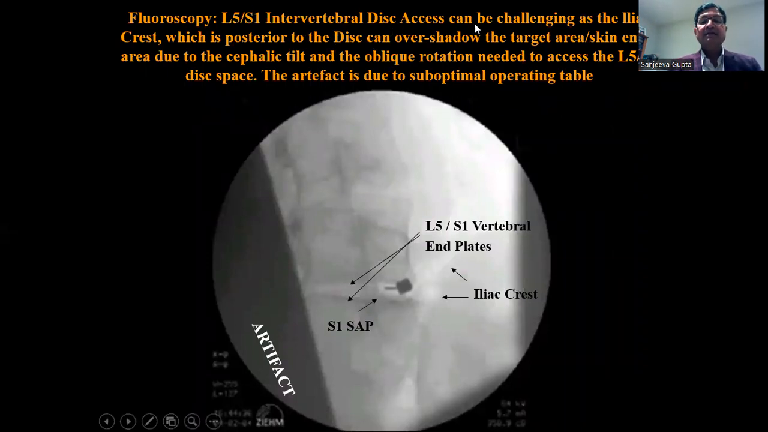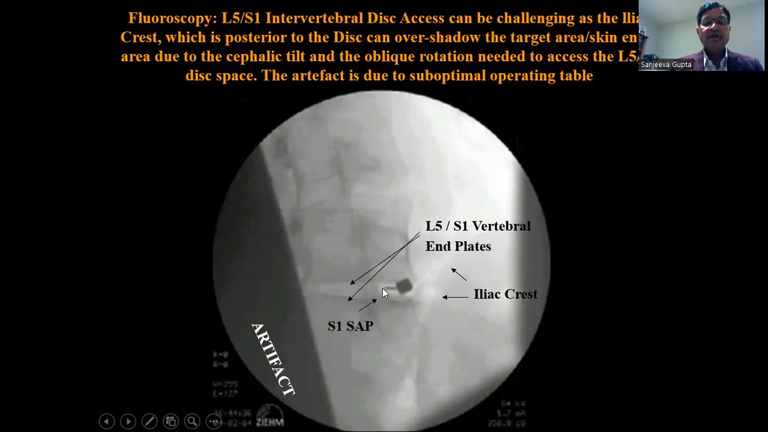L5-S1 intervertebral disc access can be challenging because the iliac crest can come in the way. If you don't have a proper table, there's a table artifact. So get, again, a true AP view, cephalic tilt to square off the vertebral disc closest to the target point, and then a right oblique view in this case. Make sure the iliac crest is not in the way, and go as oblique as possible.